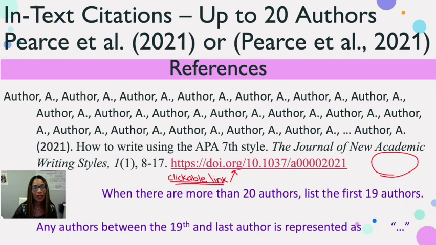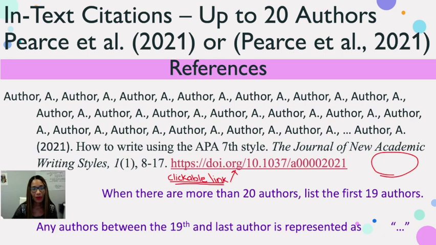Now, there are some articles that you may come across that have more than 20 authors. In reference to the way that APA wants these authors cited, we look at the previous slide with 3 or more authors, where these authors are represented in the same manner: we list the first author and represent the additional authors as et al. So here we have the in-text citations, where we say that the author said something, or reference the author at the end of the sentence.